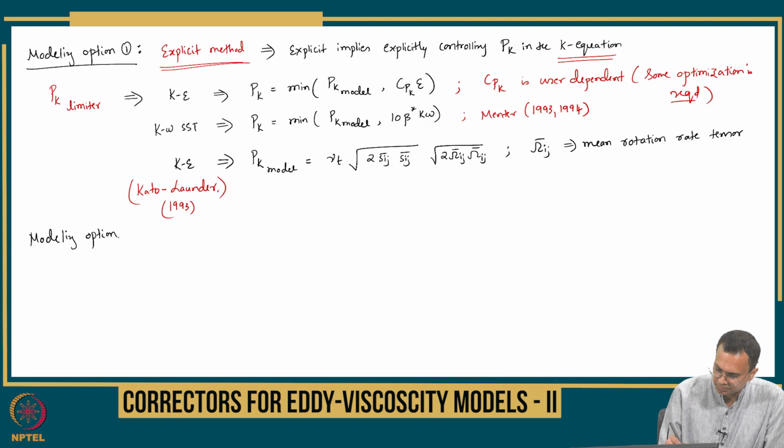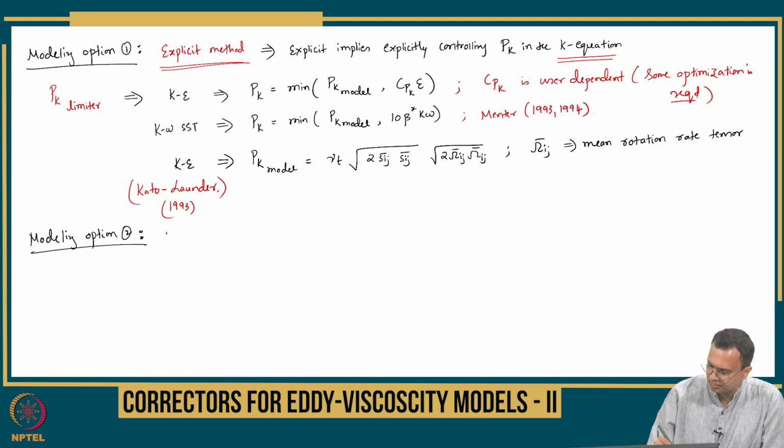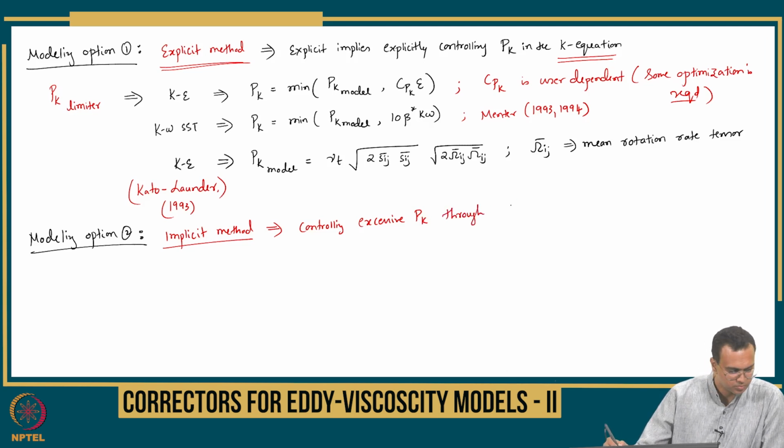So the implicit method is modeling option 2 for realizability constraints. An implicit technique, implicit method, implying controlling excessive pk through the epsilon equation.